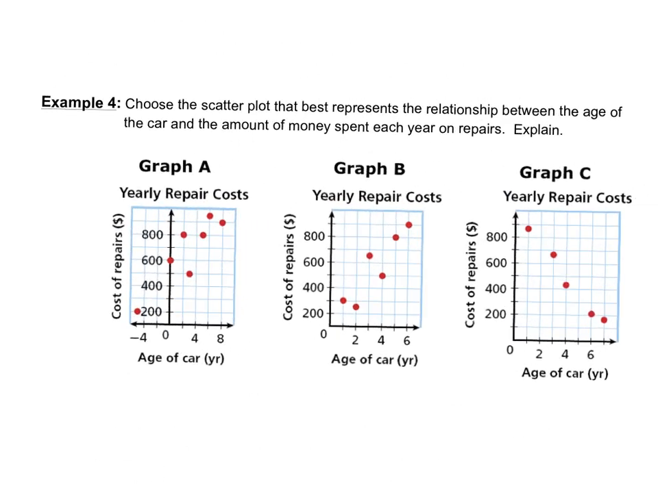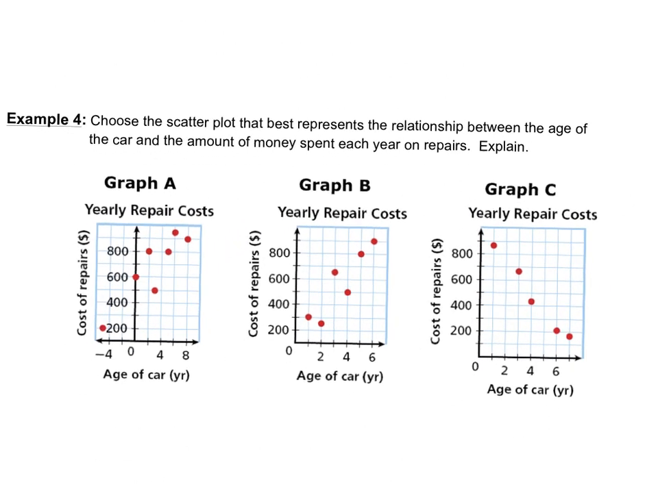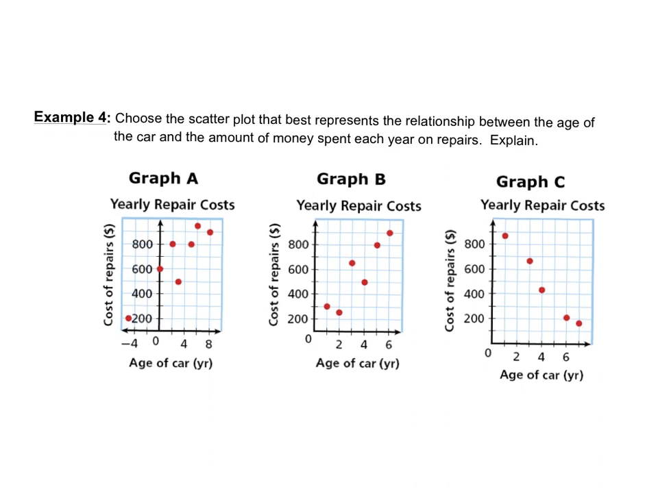Example 4. Choose a scatter plot that best represents the relationship between the age of a car and amount of money spent each year on repairs. Interestingly enough, if you think about the fact that the older the car is, the less reliable it is, which means that as age increases, the more you're going to have to spend on repairs. So that's a positive correlation.